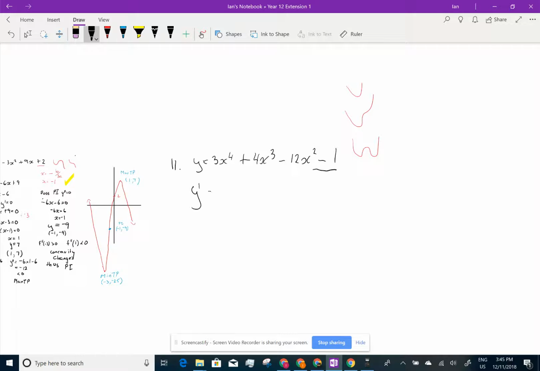So we'll differentiate and we get y dash equals 12x cubed plus 12x squared minus 12x. Oh, isn't that neat? Yep, that's going to become very easy to put equal to 0. Sorry, and that's not 12x, that's 24x. And then we differentiate again, and we get 36x squared plus 24x minus 24.